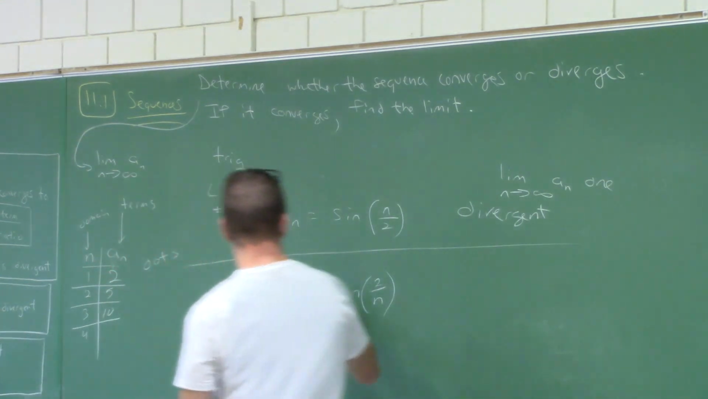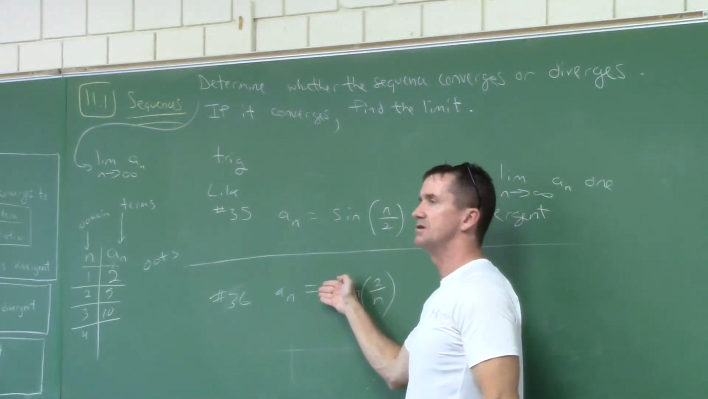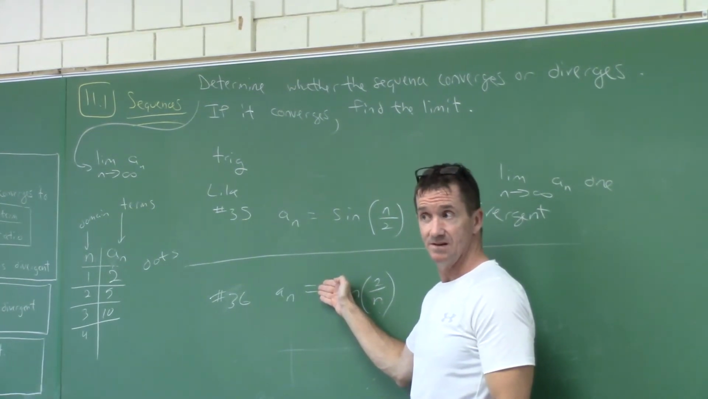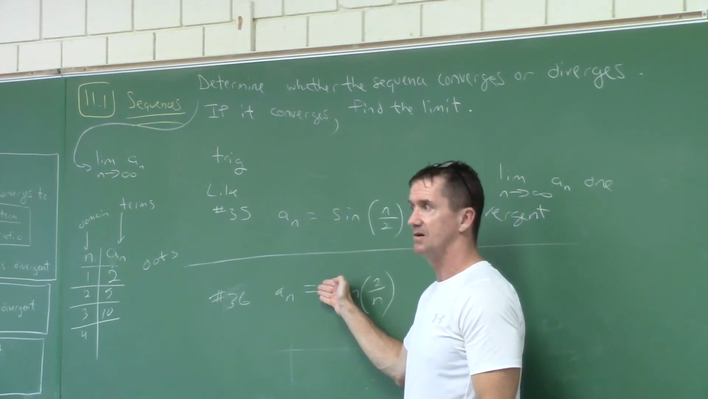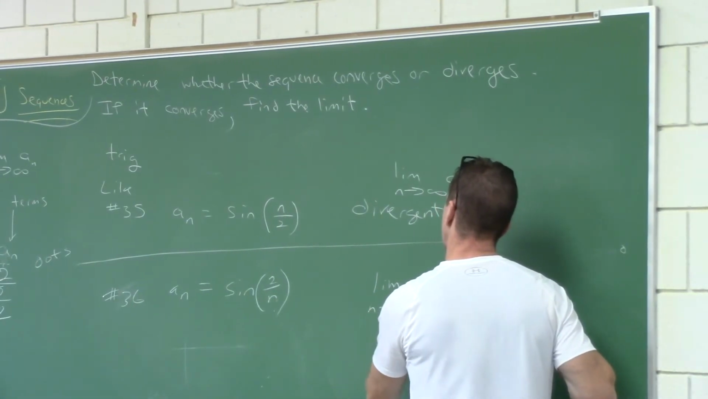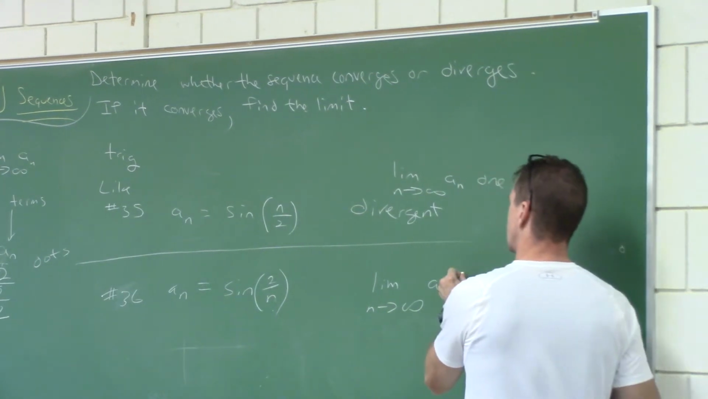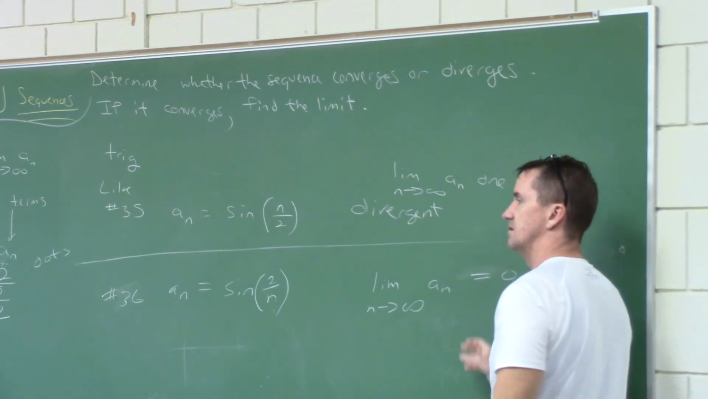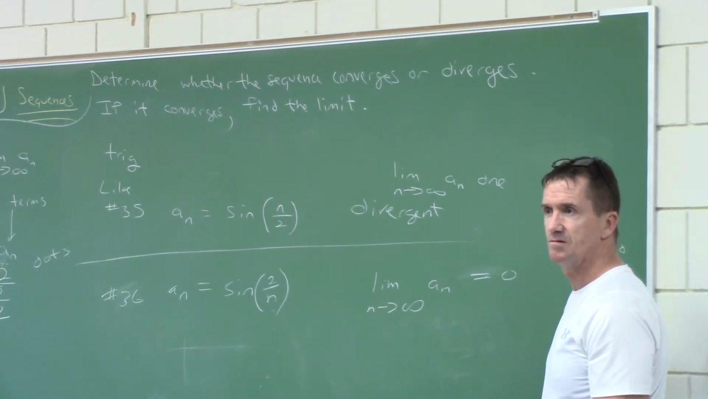You are good. So hide this. What's this heading towards? 0. That's heading towards 0 as n approaches infinity. And what's the sign of 0? 0. So the limit as n approaches infinity of this sequence, I'll put an equal sign to 0. This sequence converges to 0.